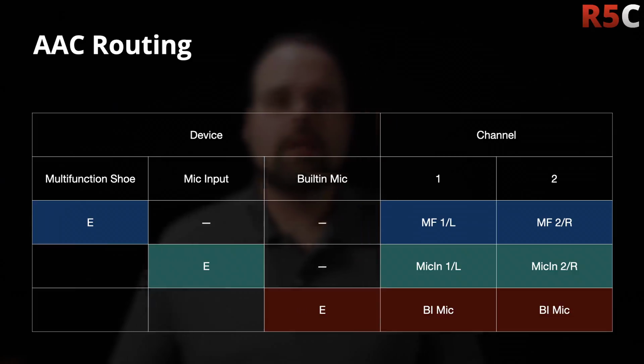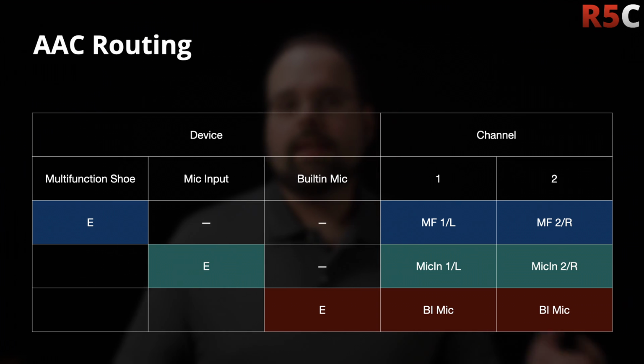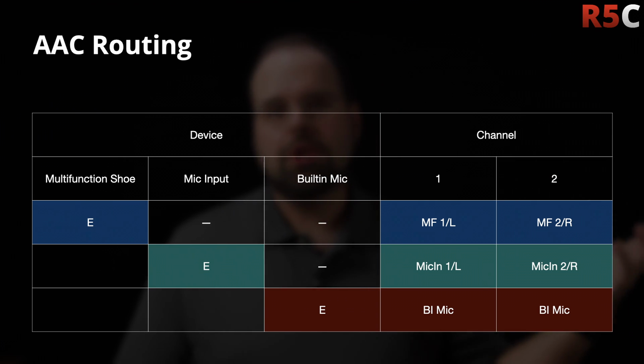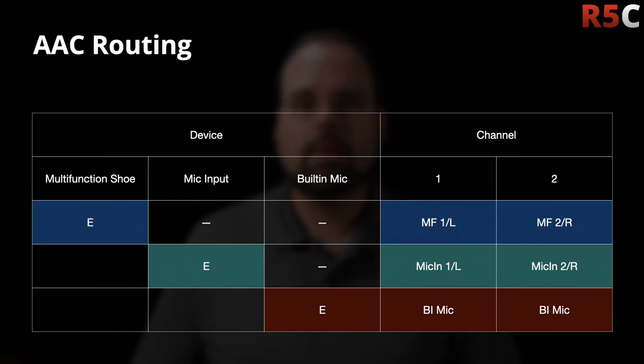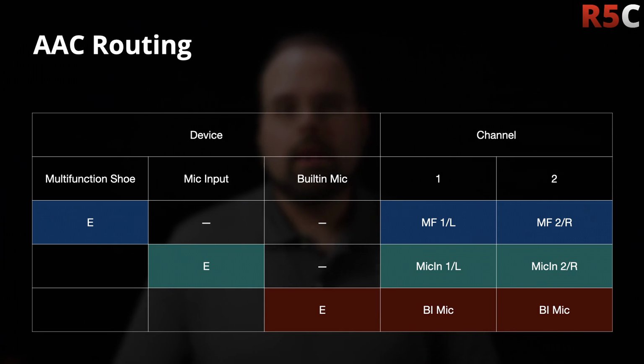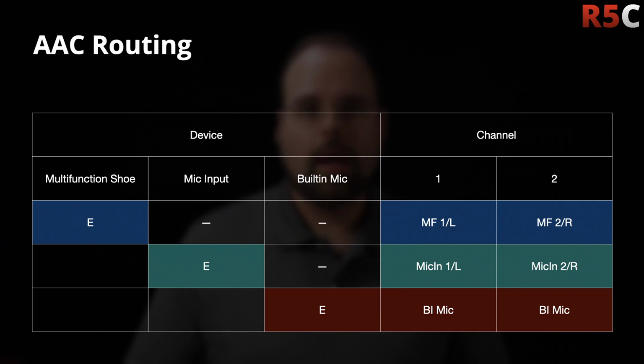Now, if you have the camera set up to record AAC, then it only deals with 2 channels. Basically taking the multifunction shoe, if that's what's there, the mic input, if there's nothing higher priority, so the multifunction shoe isn't available, and the built-in mic if neither the multifunction shoe or mic input are connected.